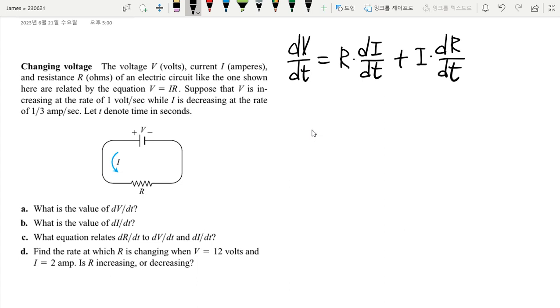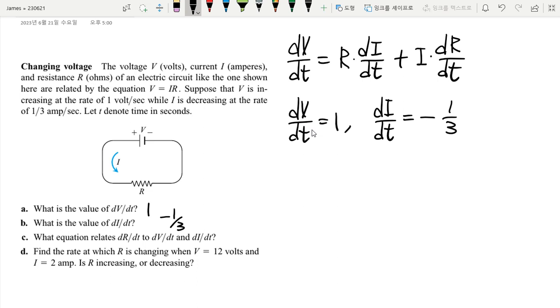From the problem, dV over dt is 1. It's increasing. And for the current, it's decreasing. And because it's decreasing, the sign is negative, and 1/3. So that's the answer for A and B. dV over dt is 1, and dI over dt is minus 1/3.